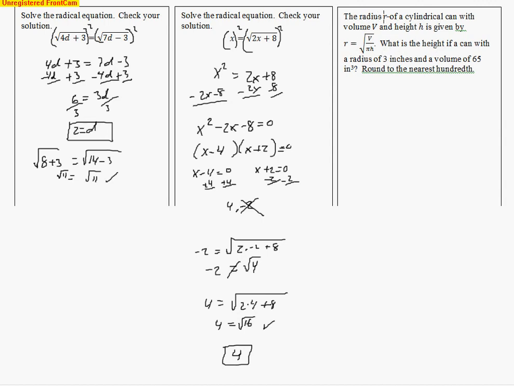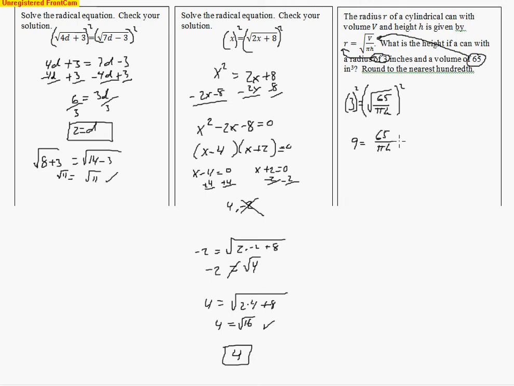So it says that the radius r of a cylindrical can with a volume v and a height h is given by this formula. What is the height? So we're trying to solve for h of the can if the radius is 3 inches. We're going to substitute that in there. And it says the volume is 65 inches cubed, so we're going to substitute that as well. So now we've got the square root of 65 over pi h equals 3. So we're ready to go ahead and square both sides. So when I do that, I'm left with 9 equals 65 over pi h.